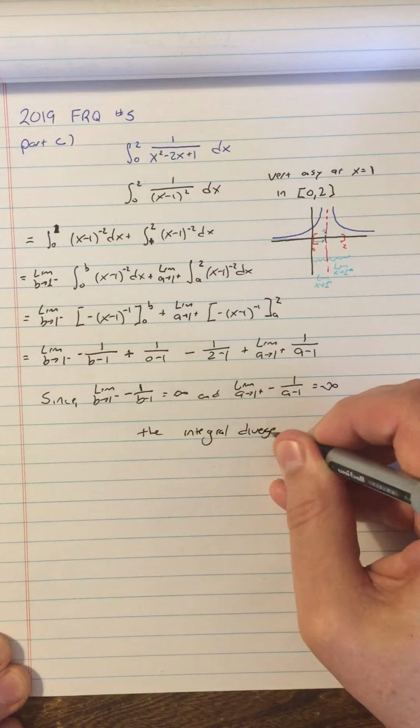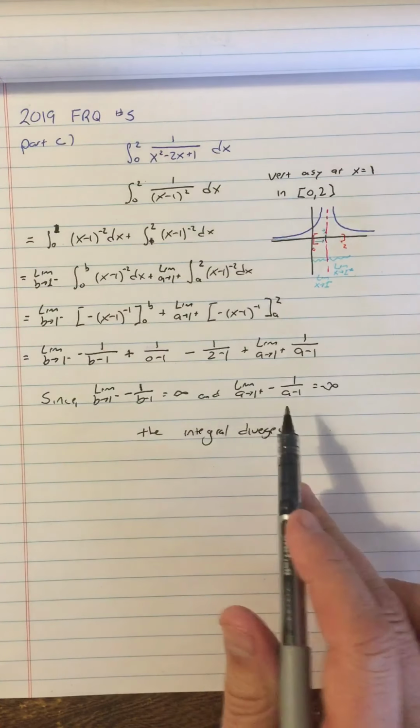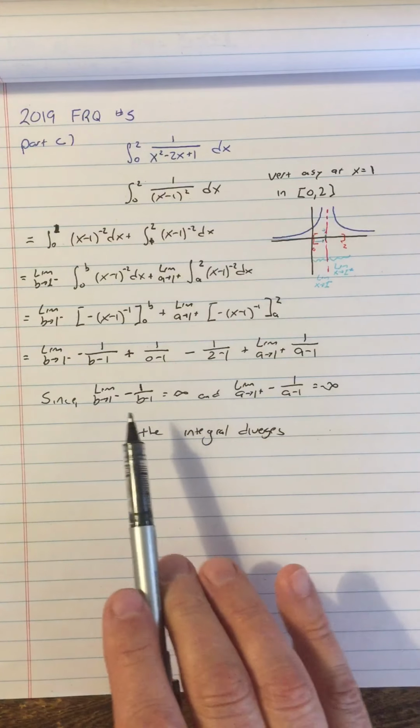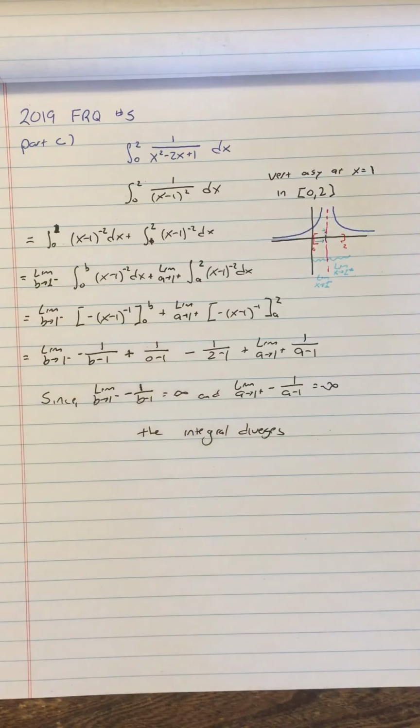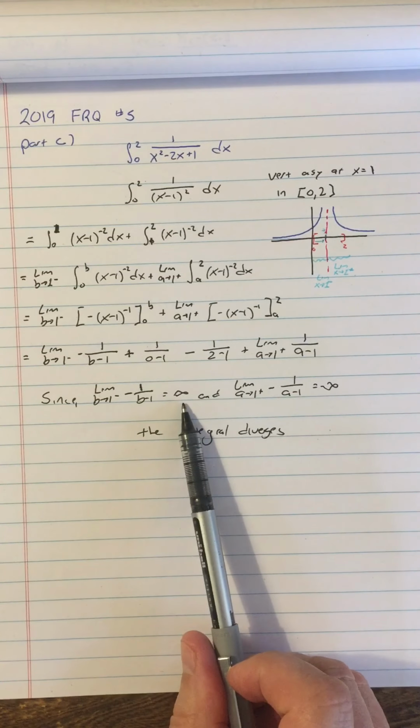Now, of course, they wouldn't have to both be infinity. Either one could be infinity. If either one of these is infinity, that integral diverges, and that's it. So this integral diverges. I think in the solution they say that this limit does not exist, which is a little bit, I don't think that's correct. The limit does exist, it just happens to equal infinity.